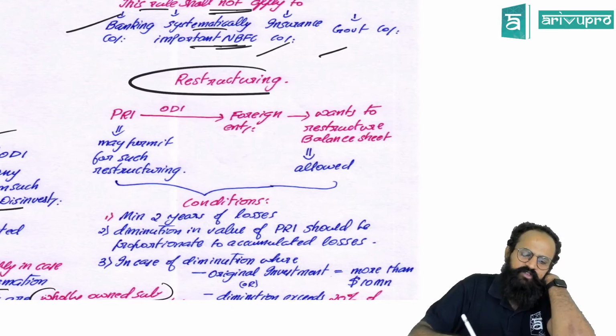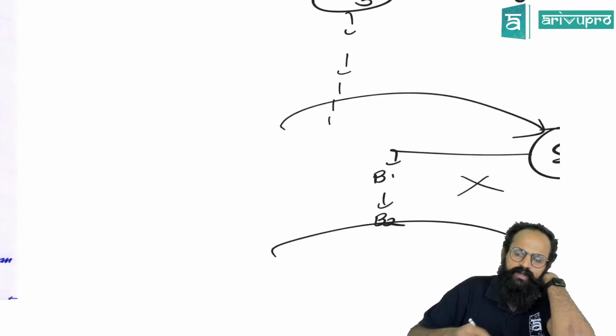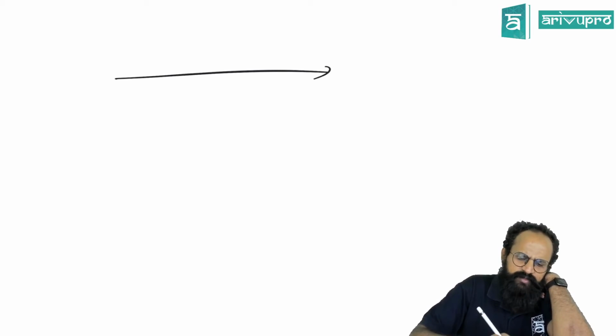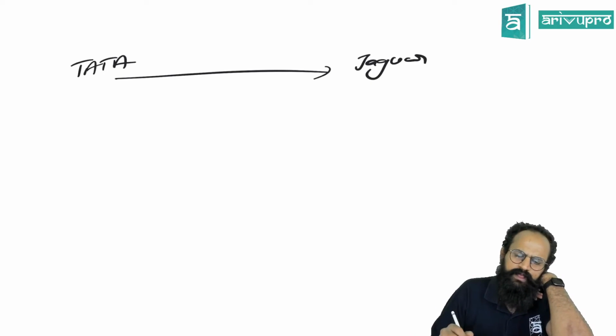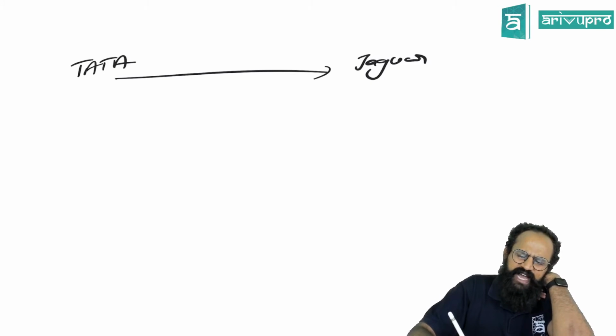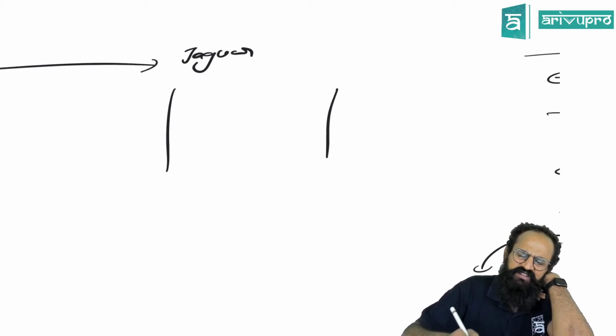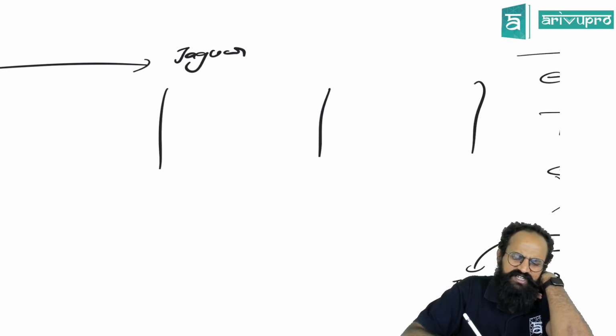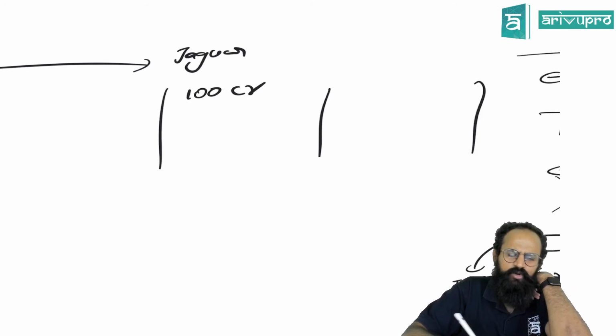The third one is called restructuring. For those who have done company law, you would have seen what restructuring is. I had made investment outside India. Let us take Tata has made investment outside India, in Jaguar. Now Jaguar's balance sheet is imagined to be in losses. We had invested, imagine, under 100 crore.